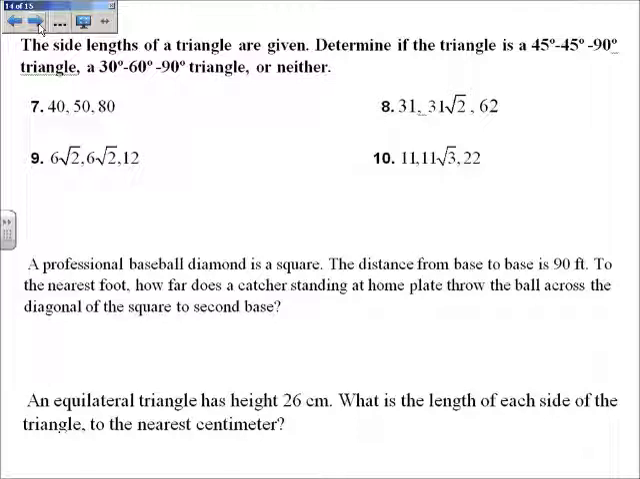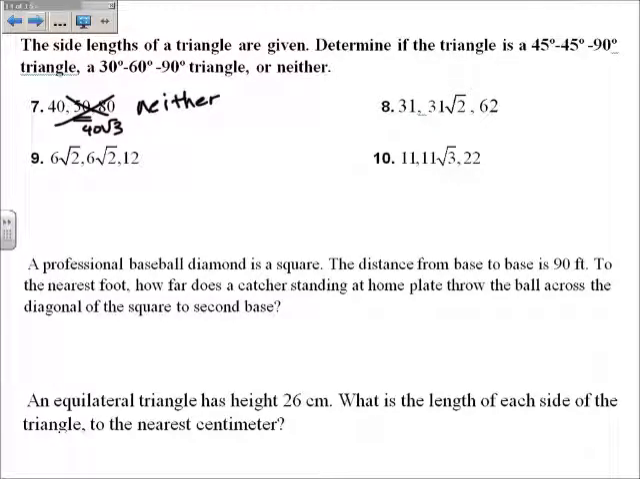Okay, one last type of question I want to talk about: the side lengths of a triangle are given. Determine if the triangle is a 45-45-90 triangle, a 30-60-90 triangle, or neither. This doesn't have any doubling going on, any pairs, and this doesn't look like it's going to be 40 root 3, so this must be neither.